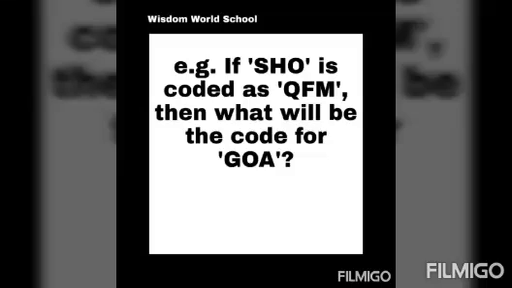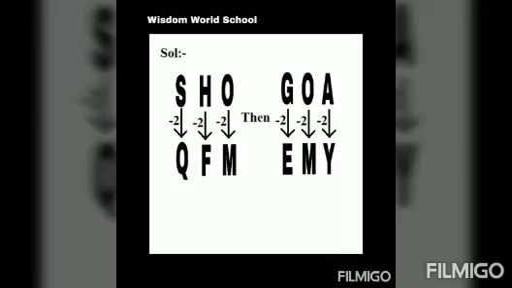If SHO is coded as QFM, then what will be the code for GOA? Here SHO is coded as QFM. Again, we have to recognize how S is coded as Q. If we subtract 2 from the position of S, we will get Q. Come to the second letter. H is coded as F. Again, subtract 2 from H, we will get F.